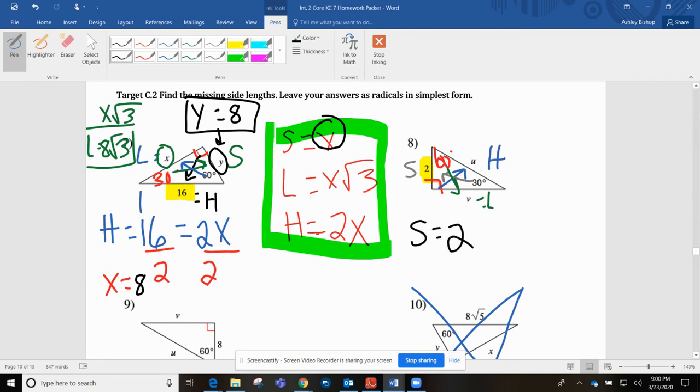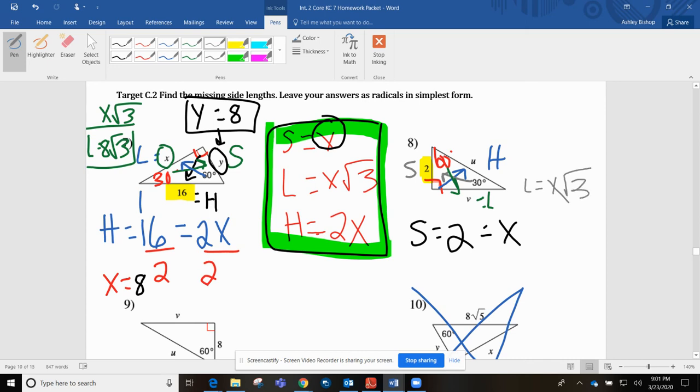Well, let's compare that with our rules. Our rules over here in the green, our short side is just equal to x. So 2 is equal to x. Okay, that helps me. Now that we know what x is, your goal is to always know what x is, so we can figure out our long side. Our long side, based on our rules, is equal to x times the square root of 3.